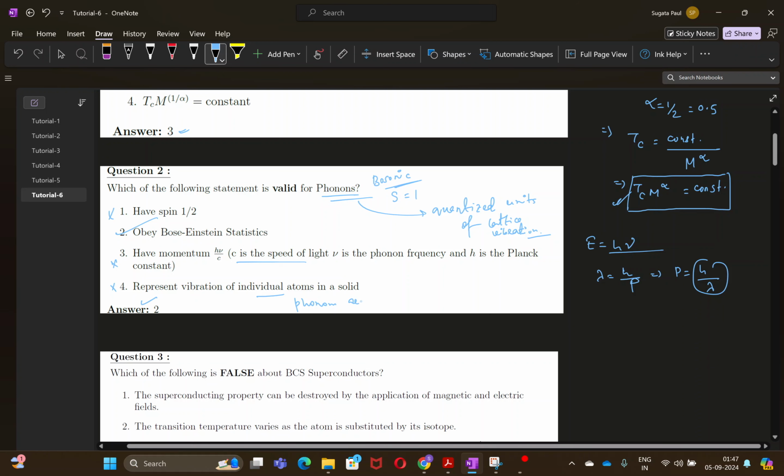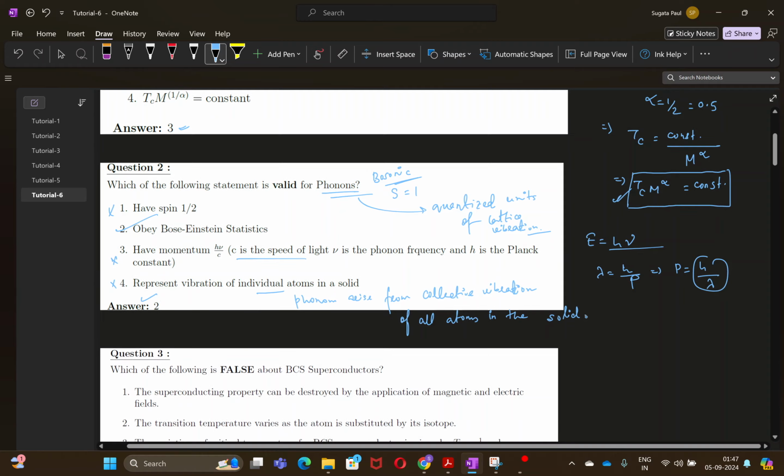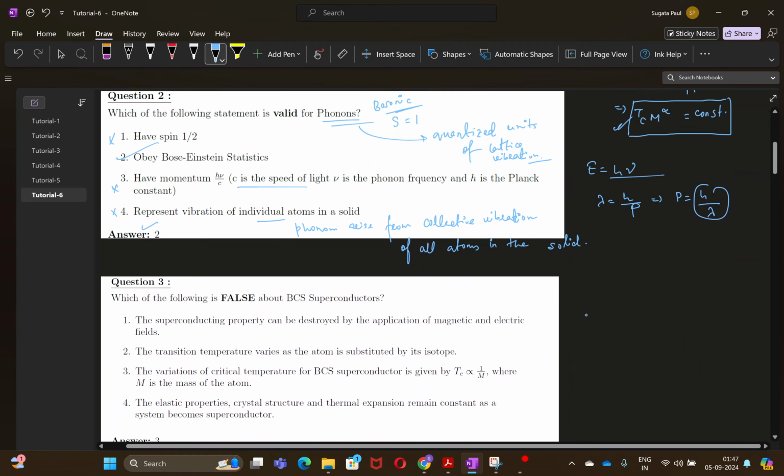So phonons arise from collective vibration of all atoms in the solid. Right. So this question is also done.